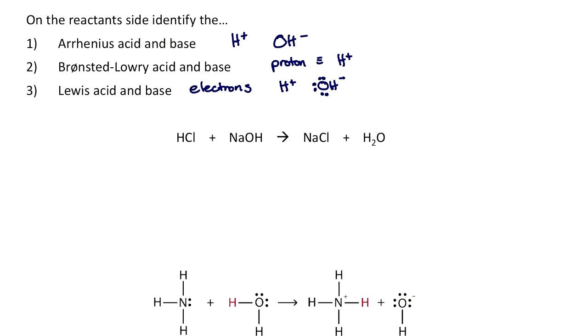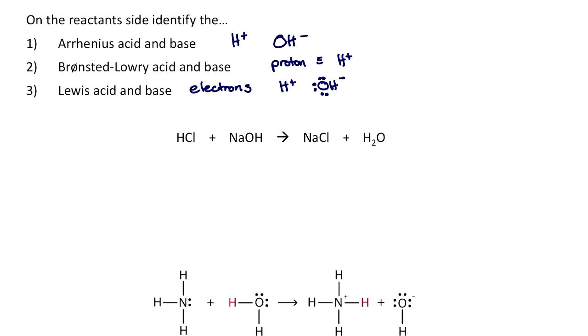What you'll see is that the answers will be all the same for all of them. All of the acids are going to be the same thing, all the bases are going to be the same thing, but how we think about it and how we arrive at the answer is different. All right, so Arrhenius acids and bases are just the things that can donate H plus and OH minus.